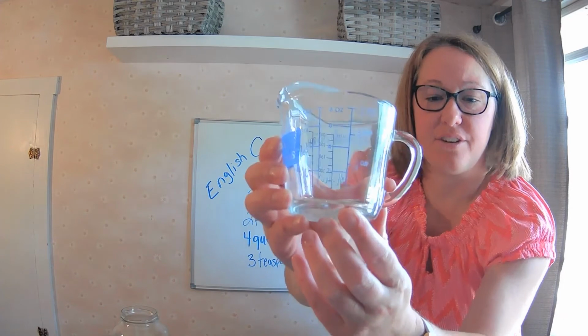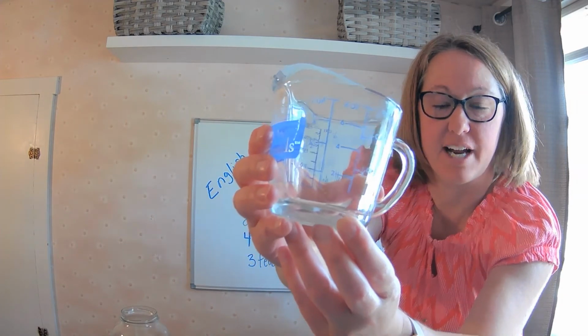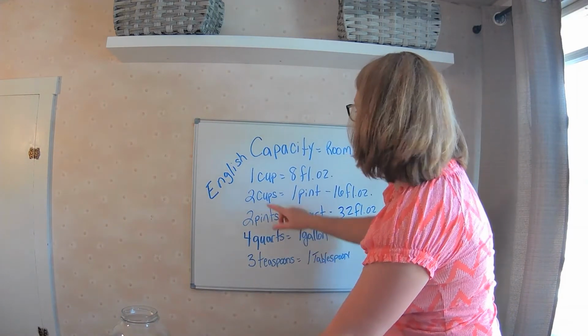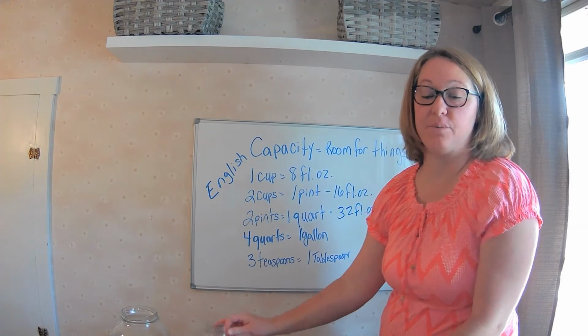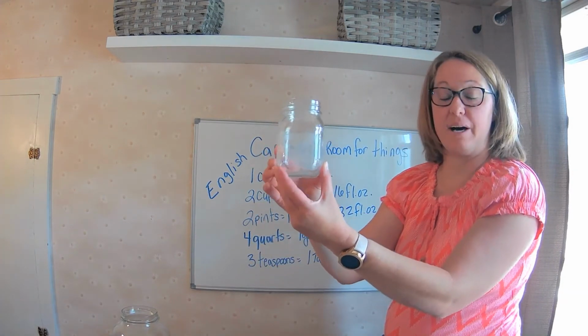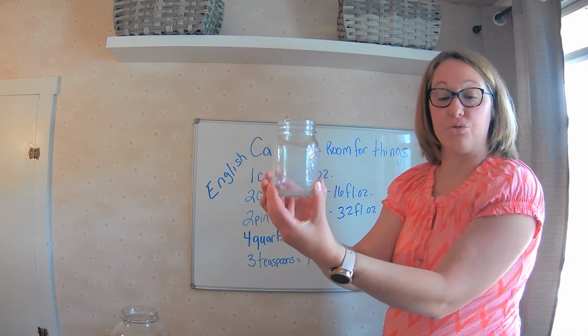So 1 cup equals 8 fluid ounces. That's a standard cup. We see here 1 cup equals 8 fluid ounces. If we took 2 cups and put them together, we would have a pint. And a pint holds 16 fluid ounces because it holds 2 cups.